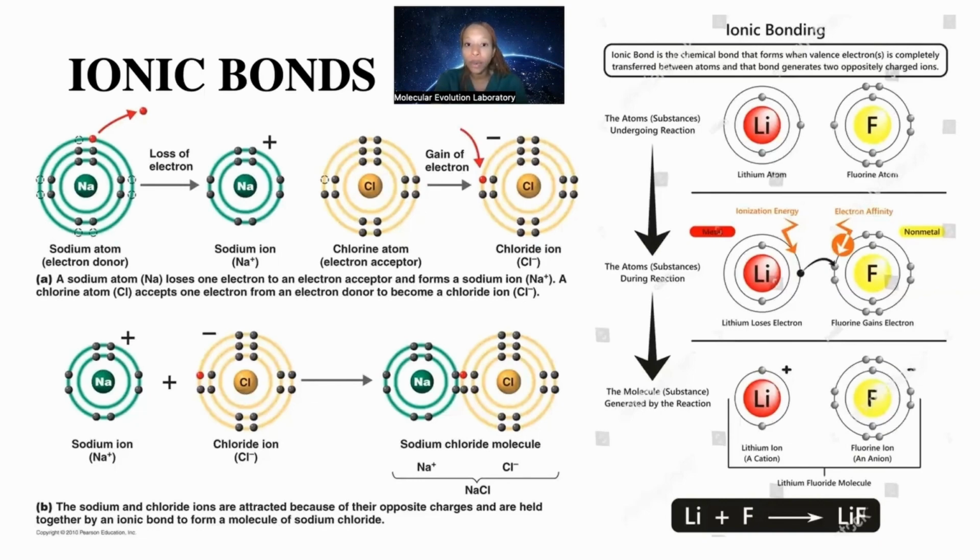Lithium, as we already know, is group 1. Fluorine is a group 17 non-metal. This lithium cation will combine with the fluorine anion to give a lithium fluoride molecule. And again, we know that sodium loses an electron while chlorine gains the electron to form a sodium chloride molecule. The sodium and chloride ions are attracted because of their opposite charges and are held together by an ionic bond to form a molecule of sodium chloride.